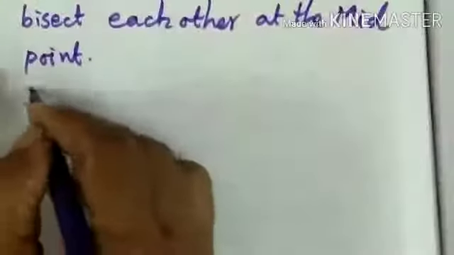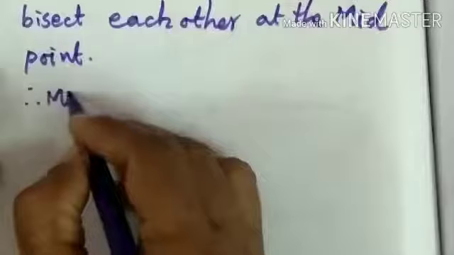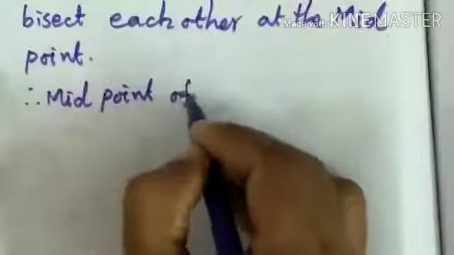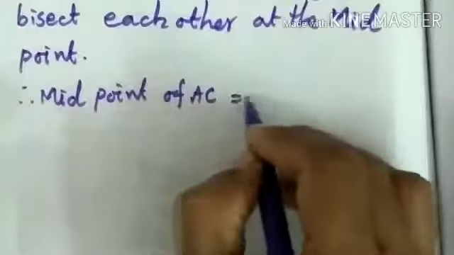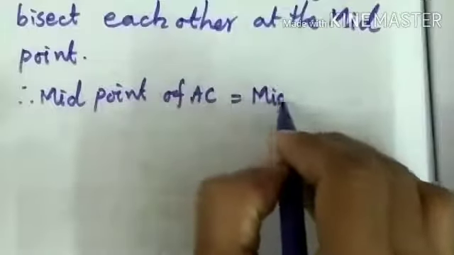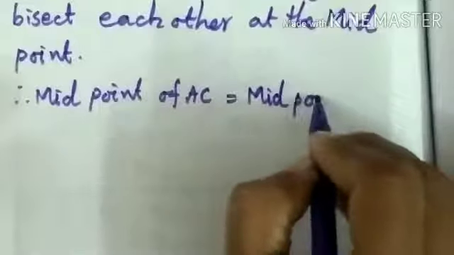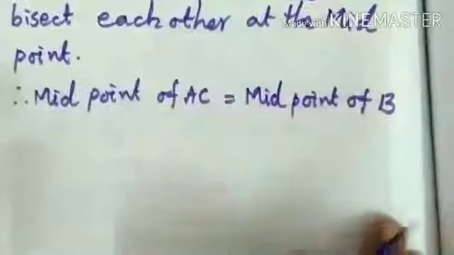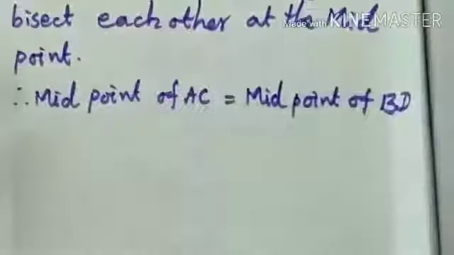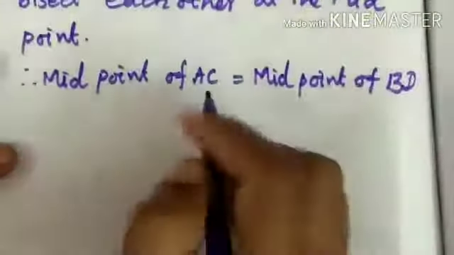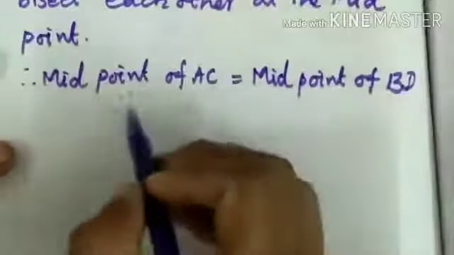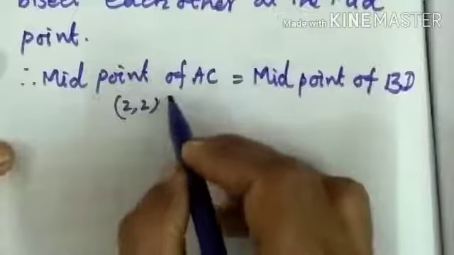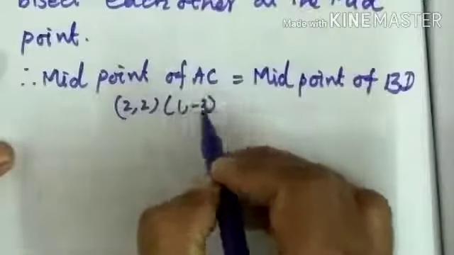Therefore, midpoint of AC is equal to midpoint of BD. Now you take down and write the A point and C point. A point 2, 2, C point 1, minus 3.